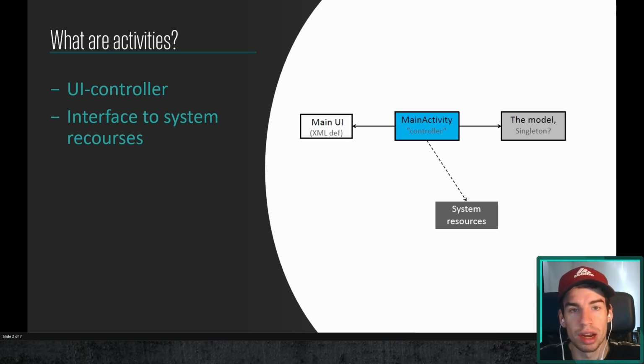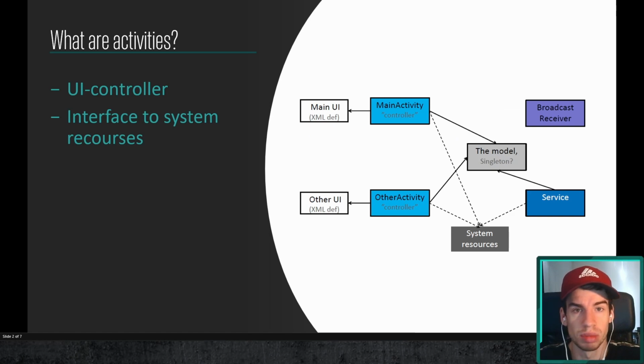However, the model on the right here is quite overly simplified, because often our application looks a bit more like this. The two blue boxes are the activities that we might have, and right now it's 2, but we might even have 6 or 10. And they control different UIs, they might get data from the same model, they both control the system resources, and there might be some broadcast receivers and some services. So it might be a little bit more complicated.